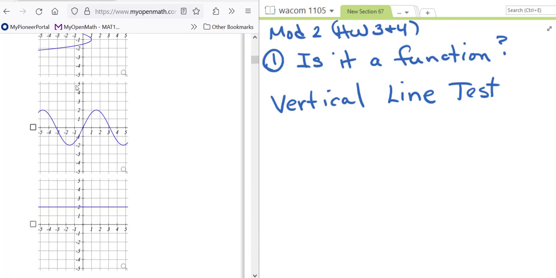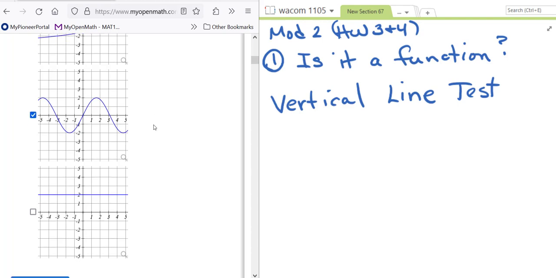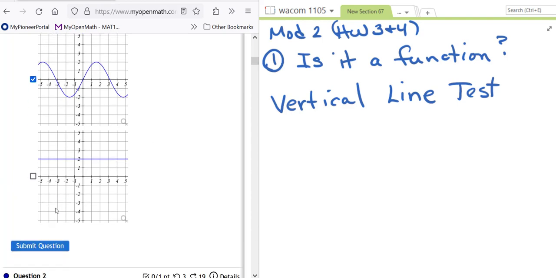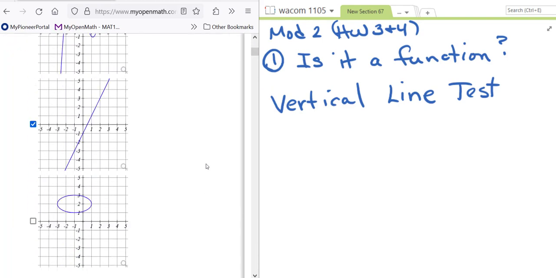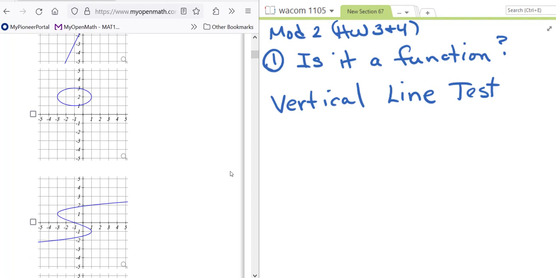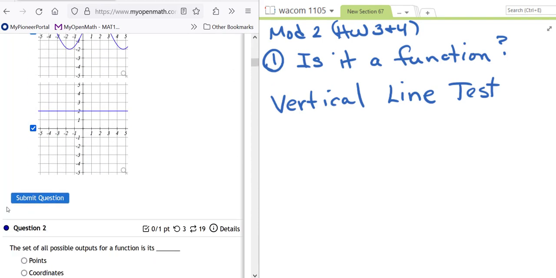This one is a function. This one comes from trigonometry. It's a periodic function. Okay. And a horizontal line is a function because you can draw vertical lines and never hit more than once. Okay. So those ones I checked are the functions. These two are not because they failed the vertical line test.